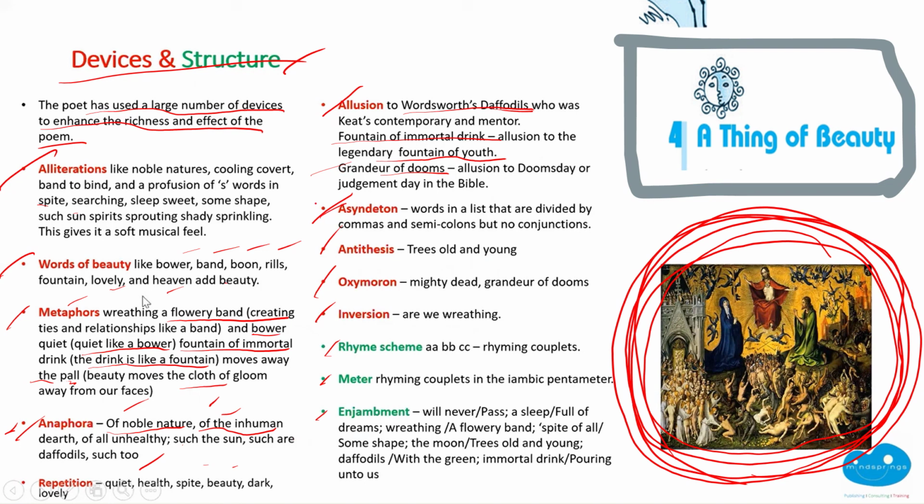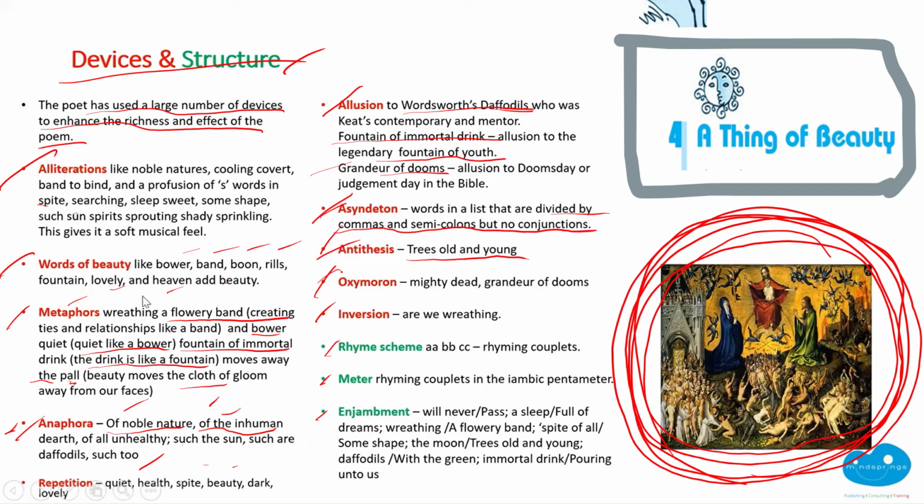Asyndeton is words in a list that are divided by commas and semicolons but not by conjunctions. When there are lots of things, you don't write "and" anywhere, you just divide them by using commas. So take a look at all this pastoral imagery. Antithesis is "trees, old and young": two opposites sitting in the same line.